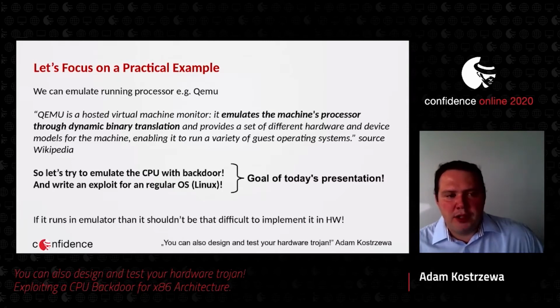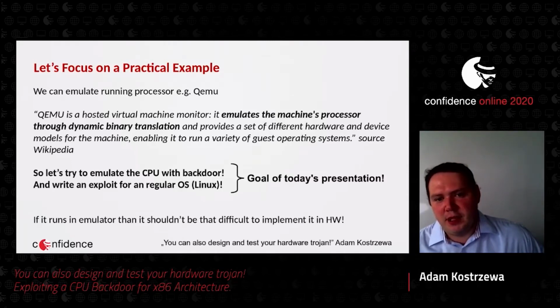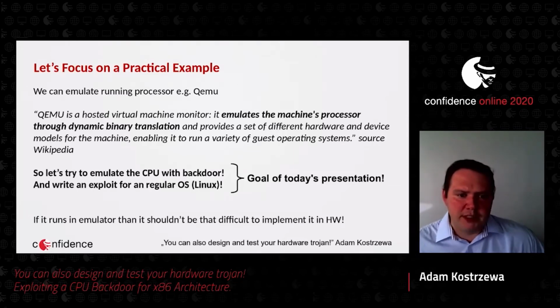We all know that we can emulate a running processor. A very good example of such an emulator, an open source emulator, I think the most popular, is QEMU, which, this is a description from Wikipedia, emulates the machine's processor through dynamic binary translation and provides a set of different hardware models for the machine.